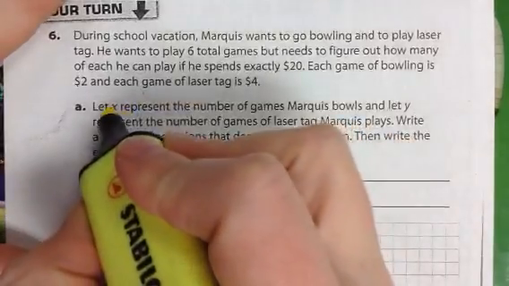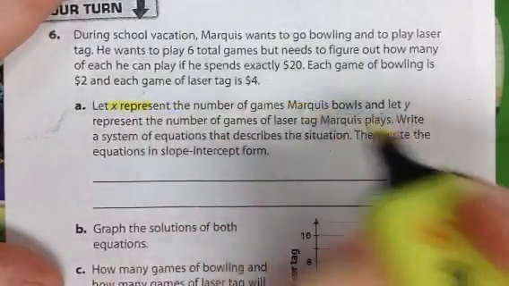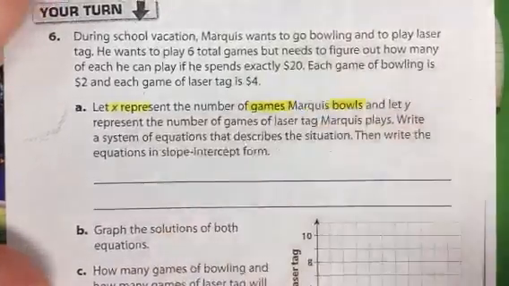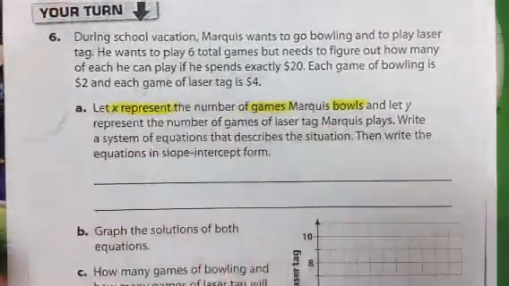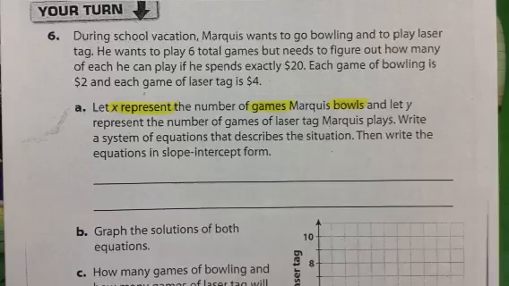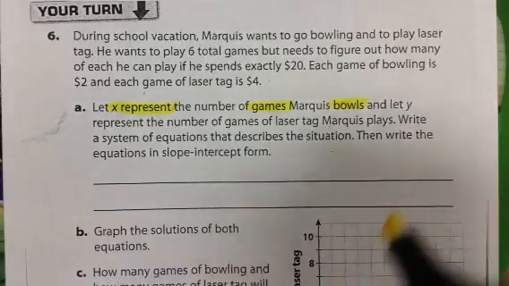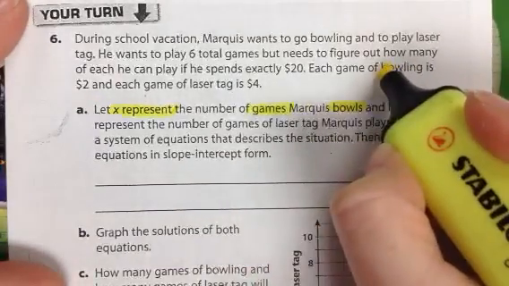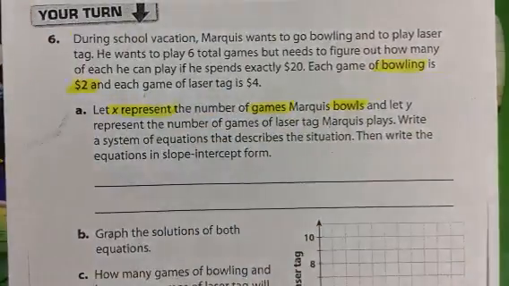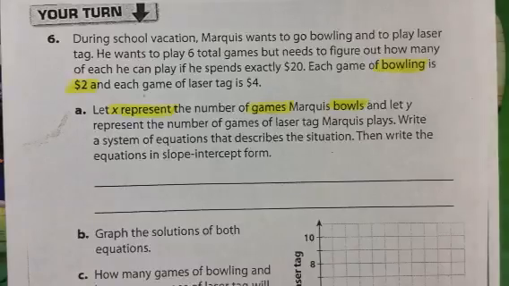It says X represents the bowling games. So first, in yellow, I'm going to go back through the big word problem and figure out whatever it said about bowling. I know each game of bowling is $2. That will help me match up the 2 and the X whenever I write my equations.